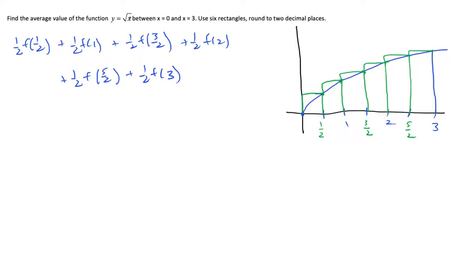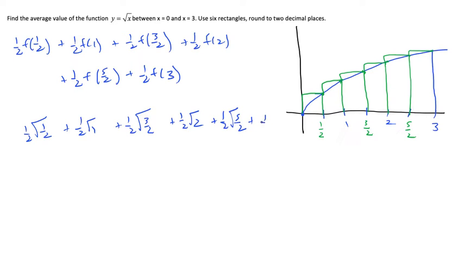So what do we got? F of 1/2, plug the 1/2 in here. So we have 1/2 times the square root of a half plus 1/2 times the square root of 1 plus 1/2 times the square root of 3 halves plus 1/2 times the square root of 2 plus 1/2 times the square root of 5 halves plus 1/2 times the square root of 3.